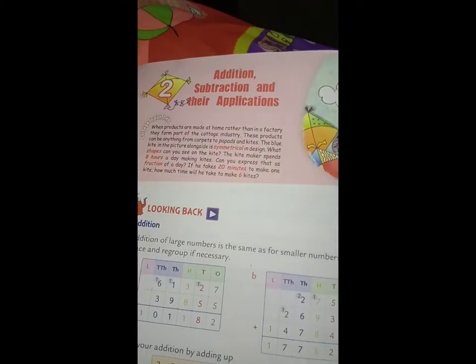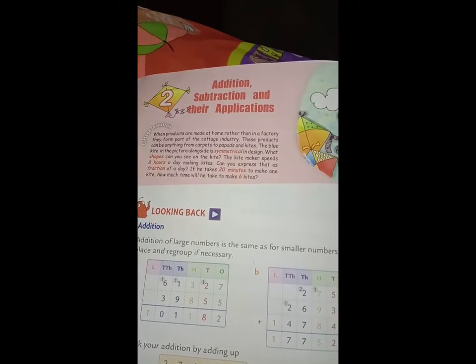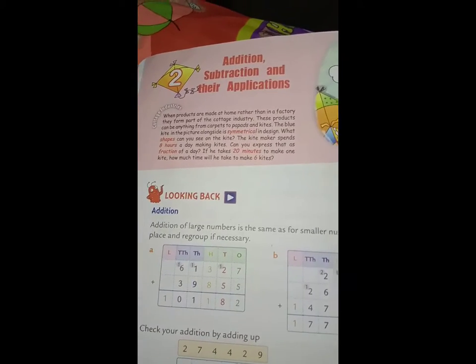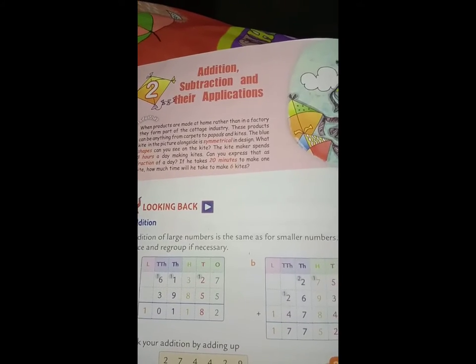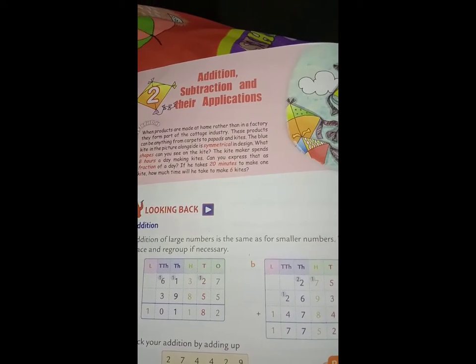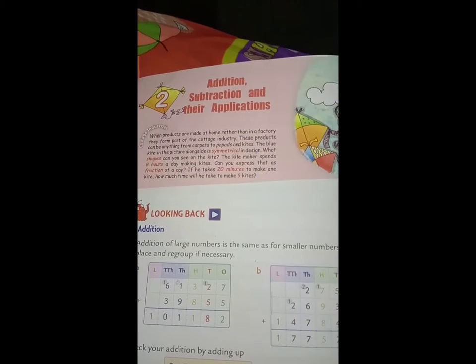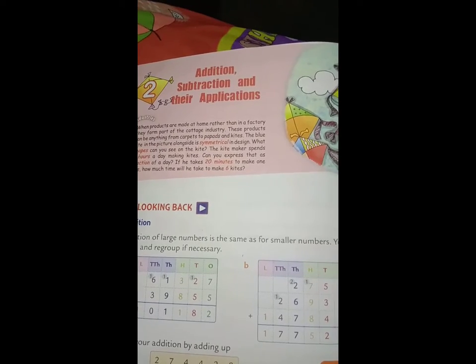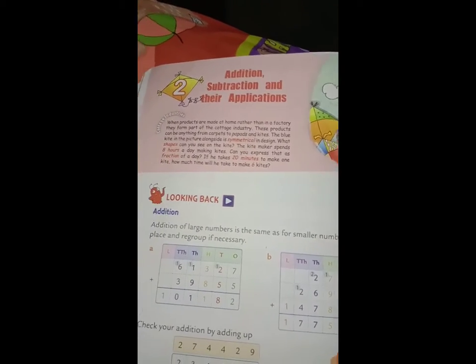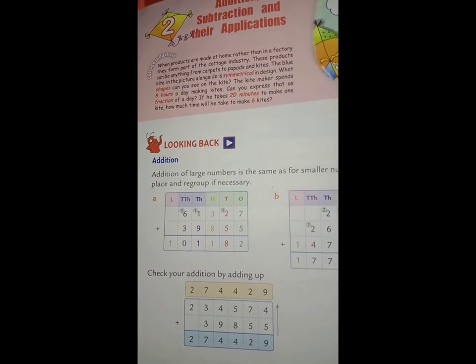We are going to start the second lesson. The second lesson is about addition, subtraction and their applications. Now here, what do you mean by addition and subtraction? Addition means we add the numbers, and subtraction means we take away from the numbers. So first we are going to start with the addition.